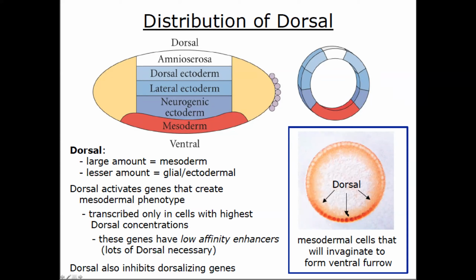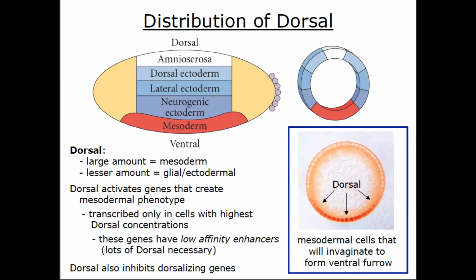So now the highest amount of Dorsal seen will define the mesodermal cells. The gradually lesser amounts that are seen will define the ectodermal cells. And the ones that do not see Dorsal at all will actually be the amnioserosa cells.